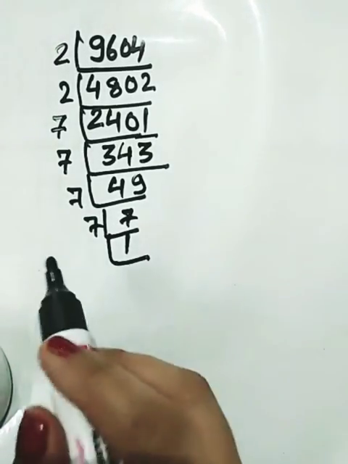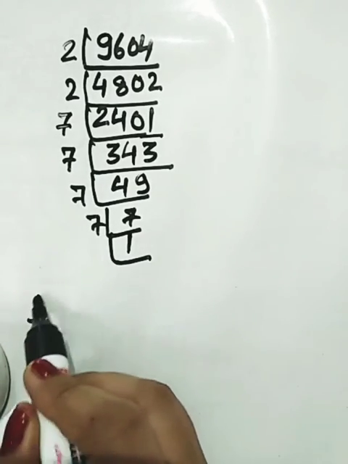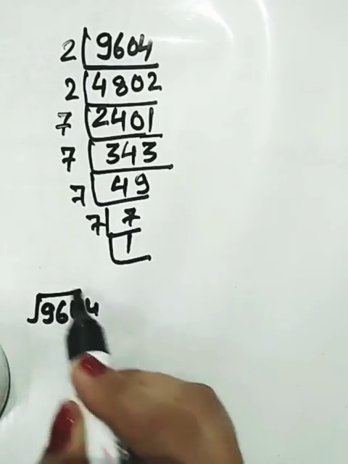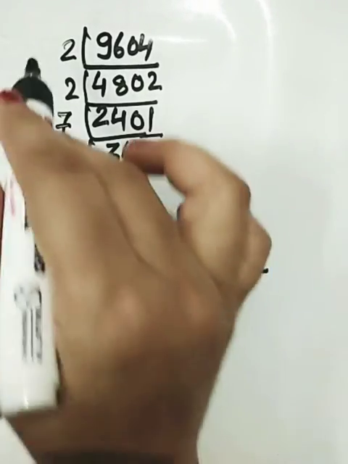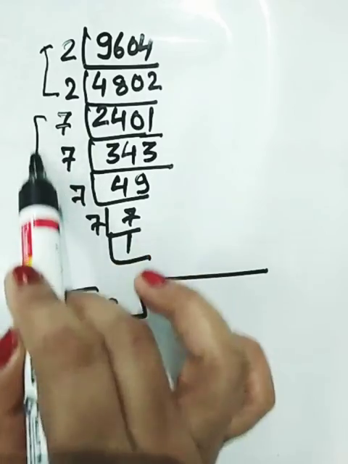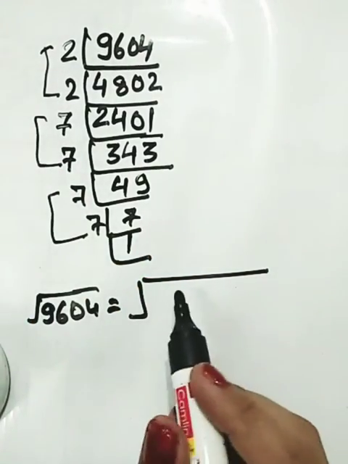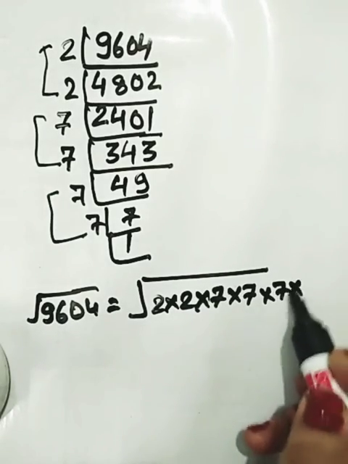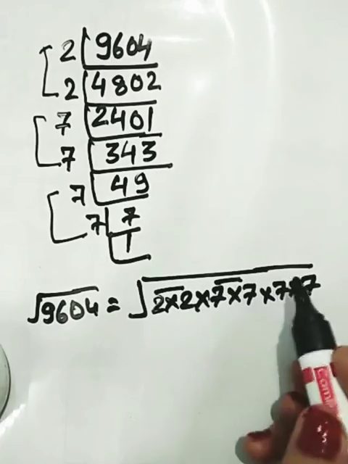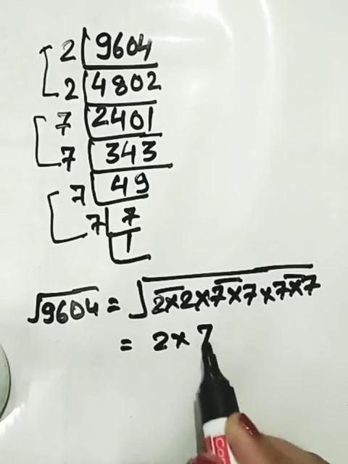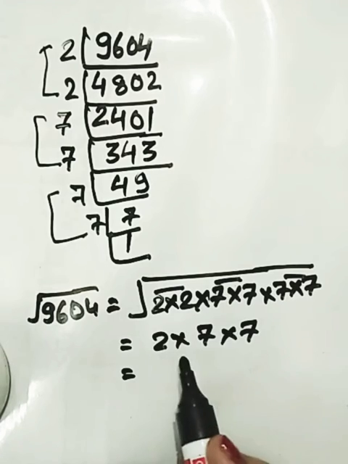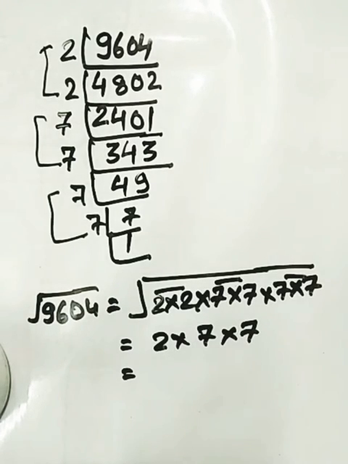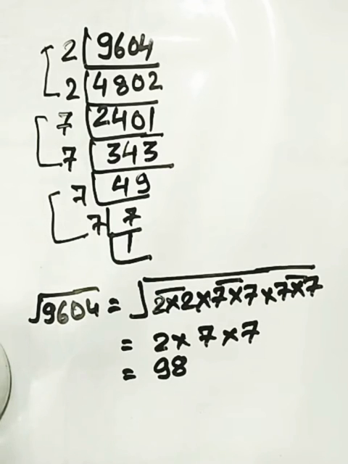7 7s are 49. 7 1s are 7. So what I will write here, under root of 9604 as under root of this whole number: 2 together, this 2 together, this 7 together. Okay, so 2 into 2, 7 into 7, again 7 into 7. The pair of these numbers I'll take a single time: 2 into 7 into 7. So 2 7s are 14 and then 14 7s are 98. So the square root of 9604 is 98. Now I'm going to take one more example.